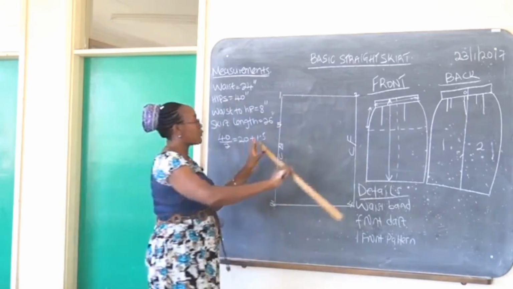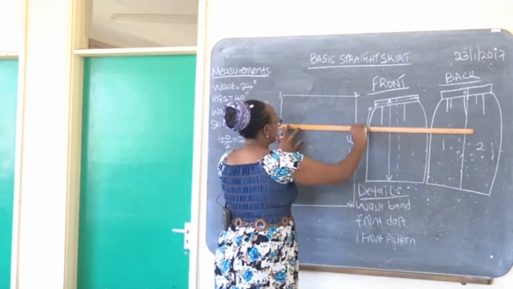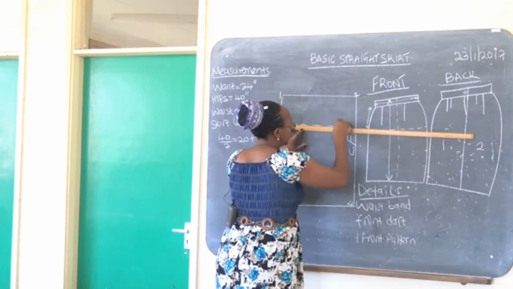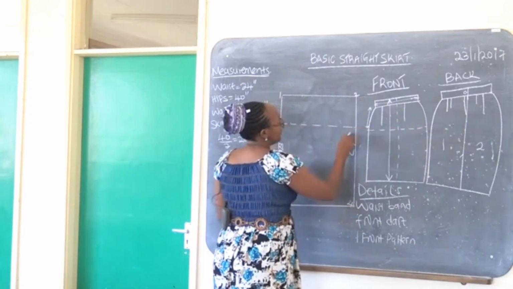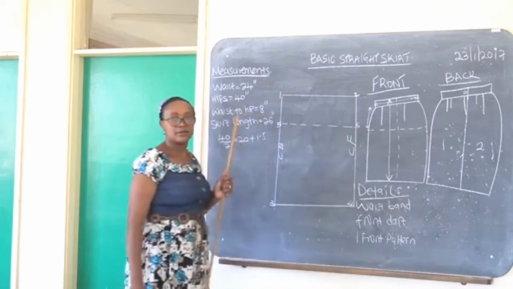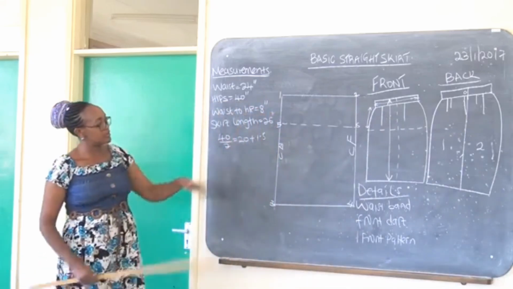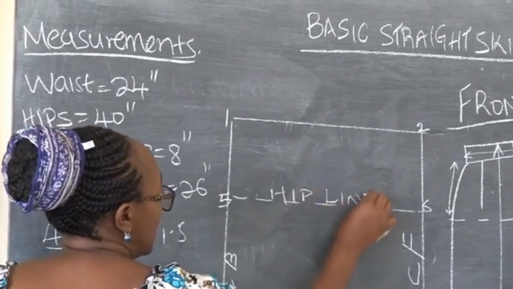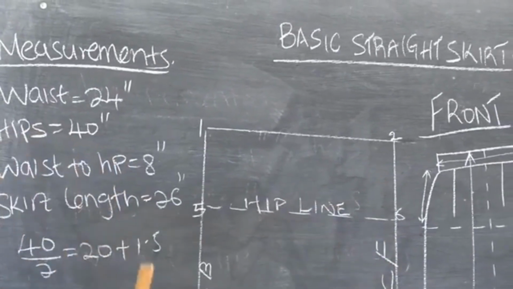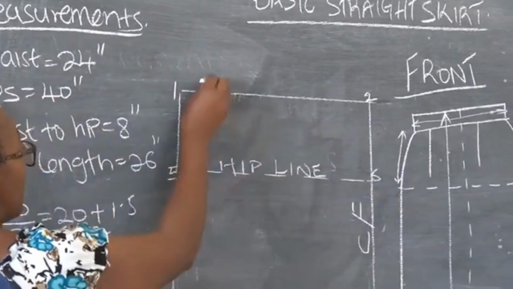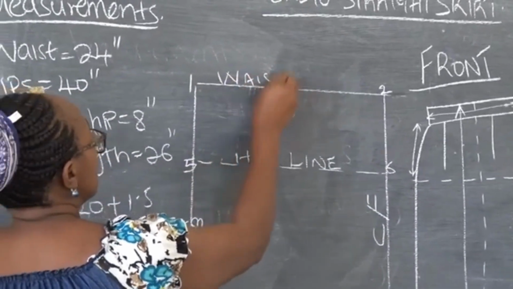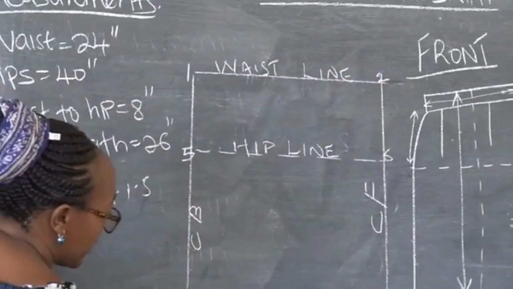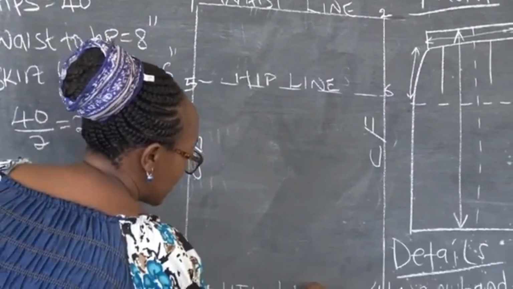Then you need to square across this line. You square it across. This gets to be point number 6. To be in a position to identify that, you need to write that this is your hip line. So far, we've got the waistline. This is the waistline. We've got the hip line and we've got the hemline of our skirt.